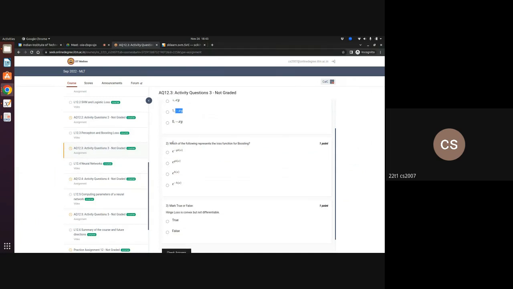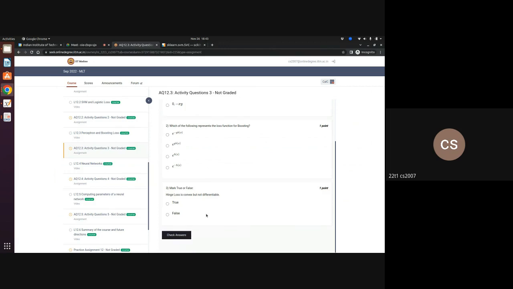Next one. Which of the following represents the loss function for boosting? So boosting, actually we have covered at a broad level. The loss function that boosting uses is exponential loss, and that is e to the minus y into h(x), or in other words, e to the minus w transpose x into y. So that's the loss function that is used in boosting.